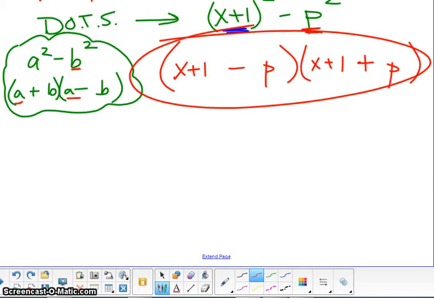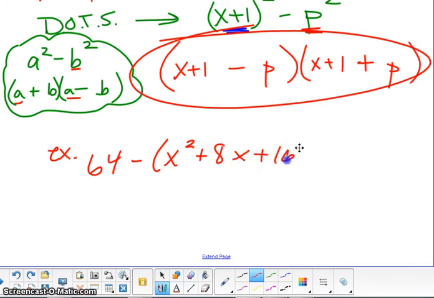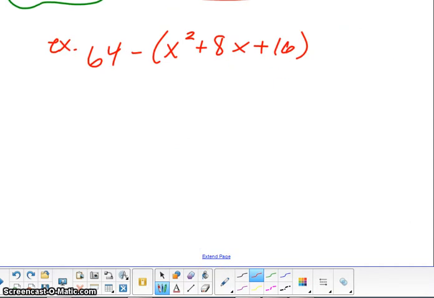I'm going to do one more of those in class. I do want you to try it first. 64 minus x squared plus 8x plus 16. This one's a little more obvious because it's showing you what the trinomial is. Okay, so hopefully you've tried it, and now let's go ahead and get to work.